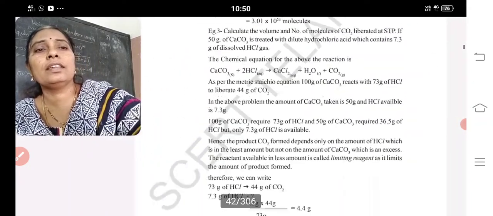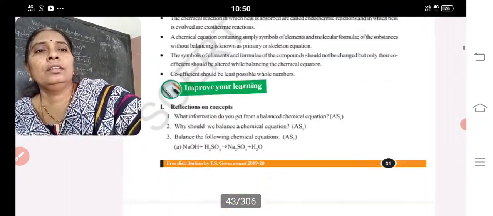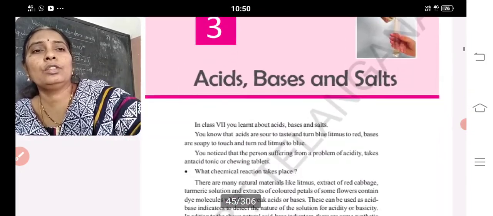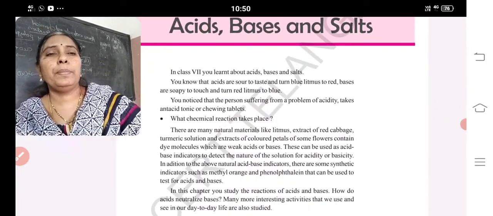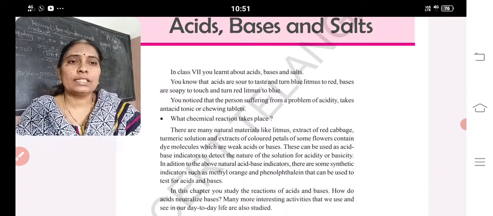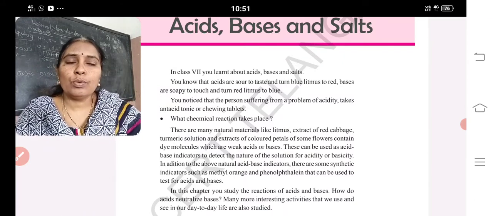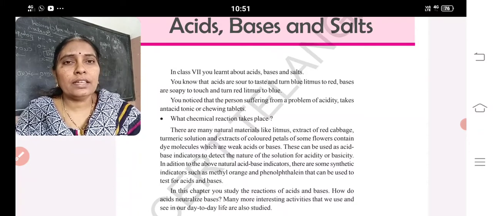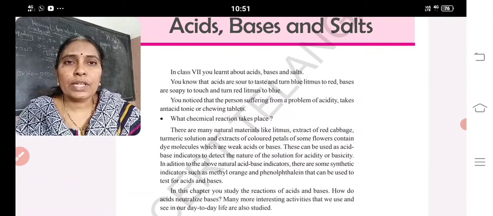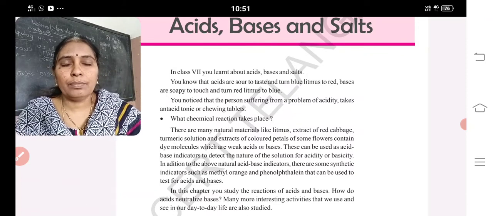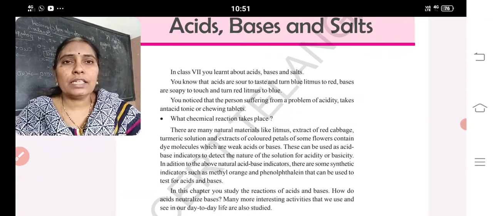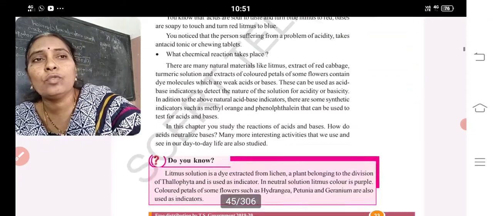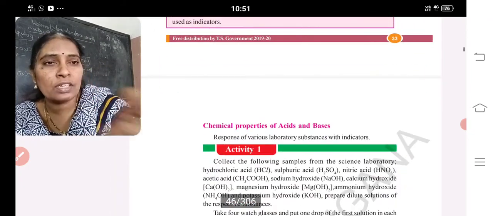Now let us start the revision of your third lesson, acids and bases. Acids, bases and salts. What are acids? Which turn blue litmus to red and are sour to taste are said to be acids. Which turn red litmus to blue and are soapy to touch are said to be bases. When acid reacts with a base, it forms salt and water, that is said to be a neutralization reaction.